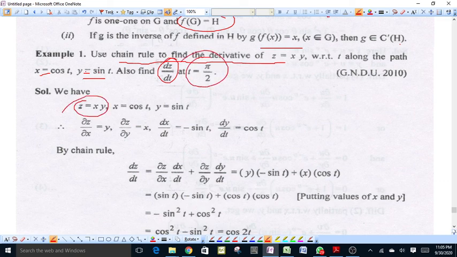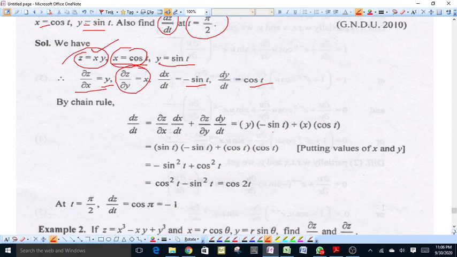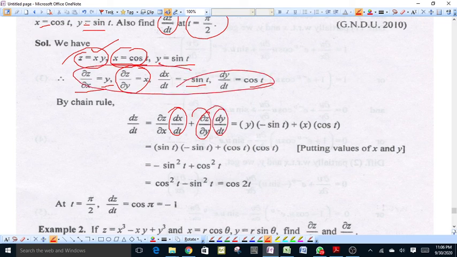Z is equal to xy and x is equal to cos t and y is equal to sin t. If we differentiate z partially with respect to x and y, we get curly z upon curly x is equal to y and curly z upon curly y is equal to x. Similarly, if we differentiate with respect to t, dx upon dt will be equal to minus sin t and dy upon dt will be equal to cos t. Then by chain rule, dz upon dt is equal to curly z upon curly x into dx upon dt plus curly z upon curly y into dy upon dt. By putting all these values in this, we get y into minus sin t plus x into cos t.